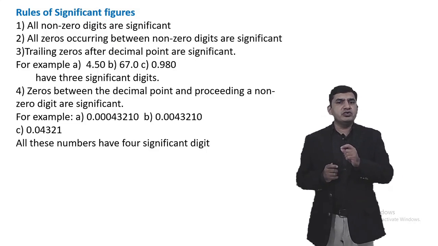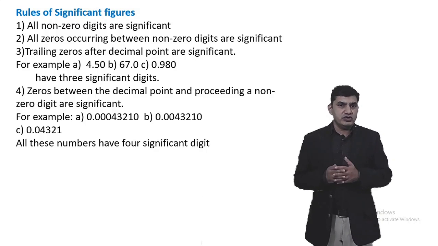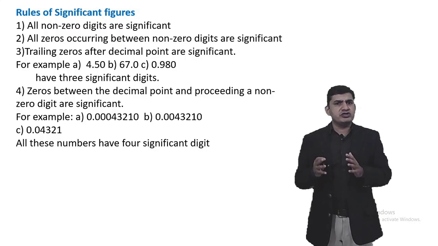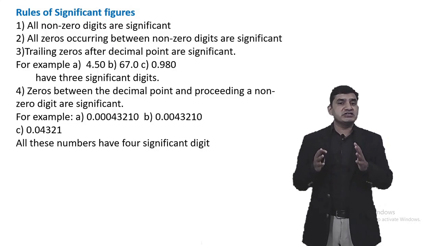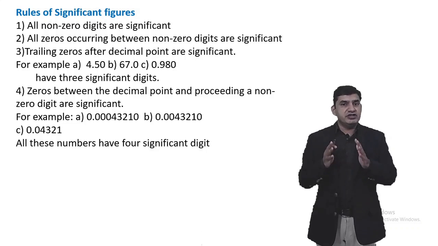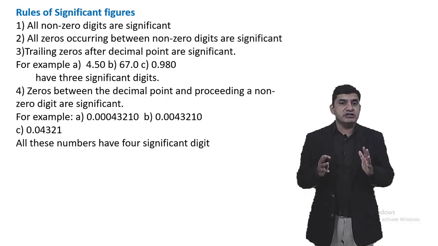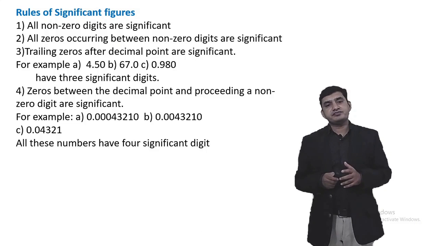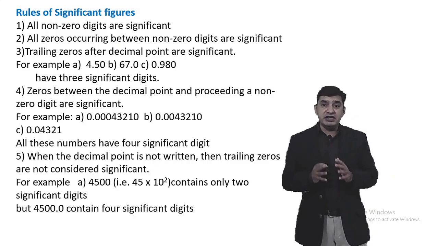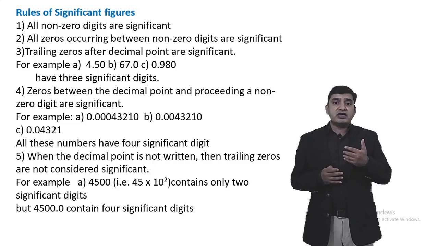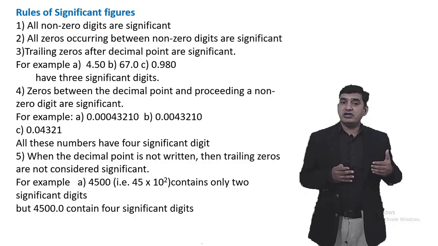Now 0.0043210, 0.04321. Okay. All these numbers have 4 significant digits. That is, the 4 digits have significance in a measurement. Okay. Now, when the decimal point is not written, then trailing zeros are not considered in significant figures.